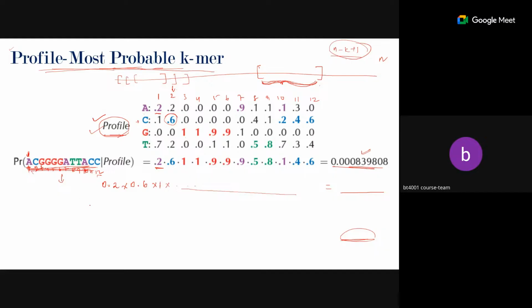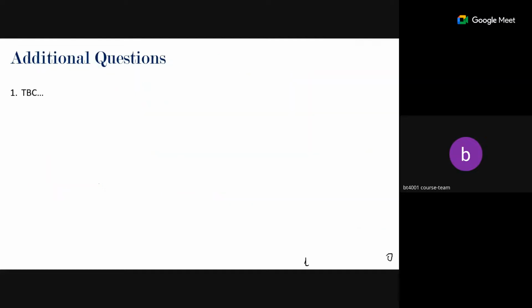So this is the concept of profile most probable k-mer, and this is used extensively in Gibbs sampling and randomized motif search. Okay, so that's it from this week's content. We will discuss the doubts from week 8's content. We will discuss the doubts from week 6 content now. Remember, you were asking something.